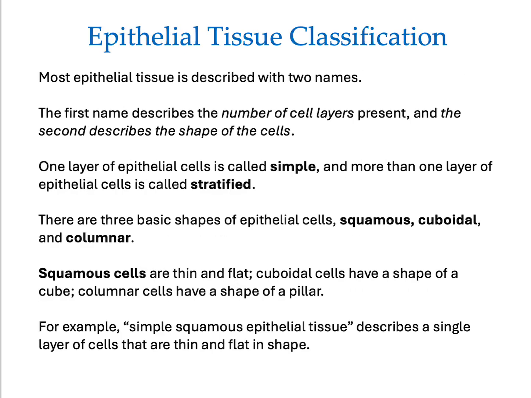Epithelial tissue classifications. Most epithelial tissue is described with two names. The first name describes the number of cell layers present, and the second describes the shape of the cells. One layer of epithelial cells is called simple, and more than one layer is called stratified. There are three basic shapes: squamous, cuboidal, and columnar. Squamous cells are thin and flat. Cuboidal cells have the shape of a cube, and columnar cells have the shape of a pillar. For example, simple squamous epithelial tissue describes a single layer of cells that are thin and flat.